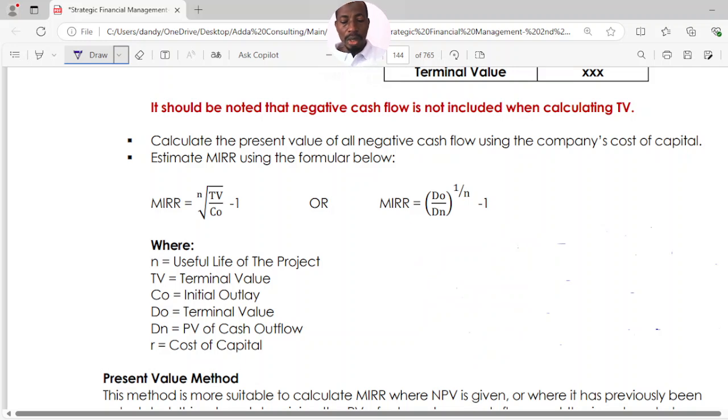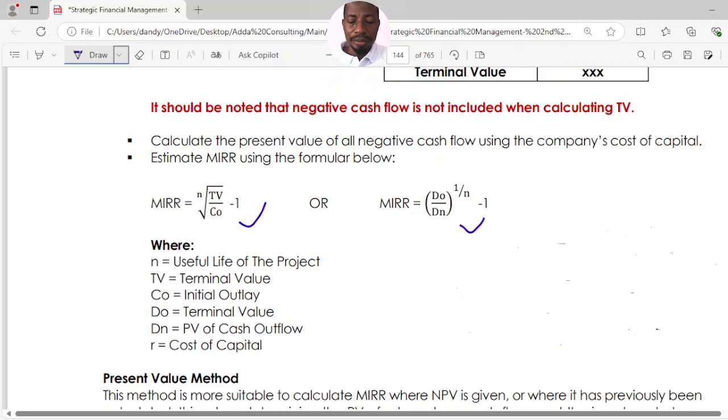Yes, either you use this or you use this, you are going to get the same answer. So that's the third step. It is the third procedure you are going to carry out whenever you want to calculate modified internal rate of return using terminal value, or second procedure.